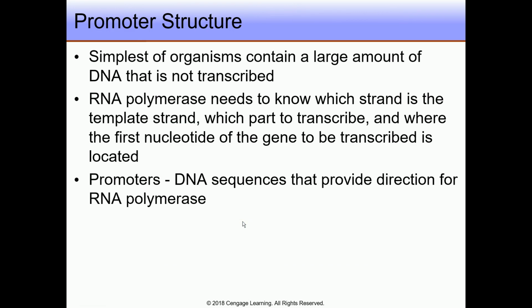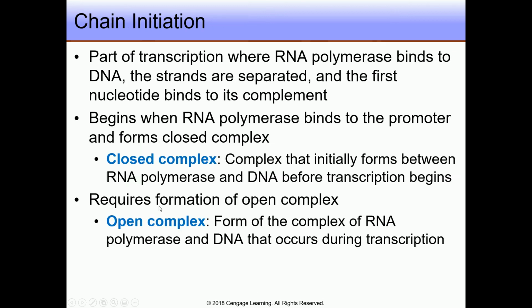Okay, so basically, as we just talked about, the RNA polymerase is first of all going to recognize and bind to the promoter region. In this process, first a closed complex is formed, then an open complex is formed. So what is a closed complex and what's an open complex? A closed complex is the complex that initially forms between RNA polymerase and DNA before transcription begins, and then this complex becomes open. So that's a complex of RNA polymerase and DNA that occurs during transcription.